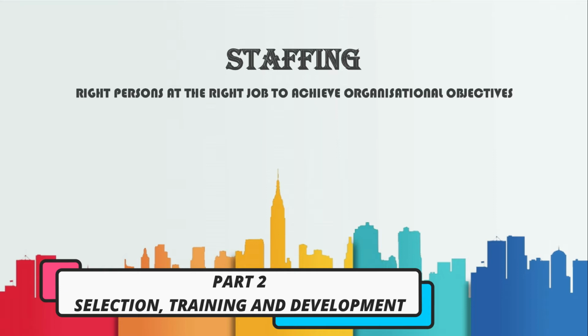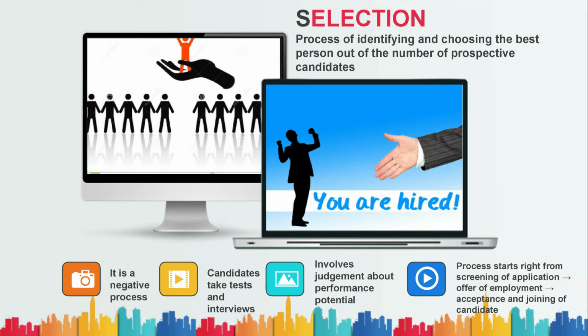Today we are going to study Business Studies, NCERT textbook, chapter number 6, Staffing. The next important aspect of staffing is the concept of selection. Selection is basically a process of identifying and choosing the best person out of the number of prospective candidates.